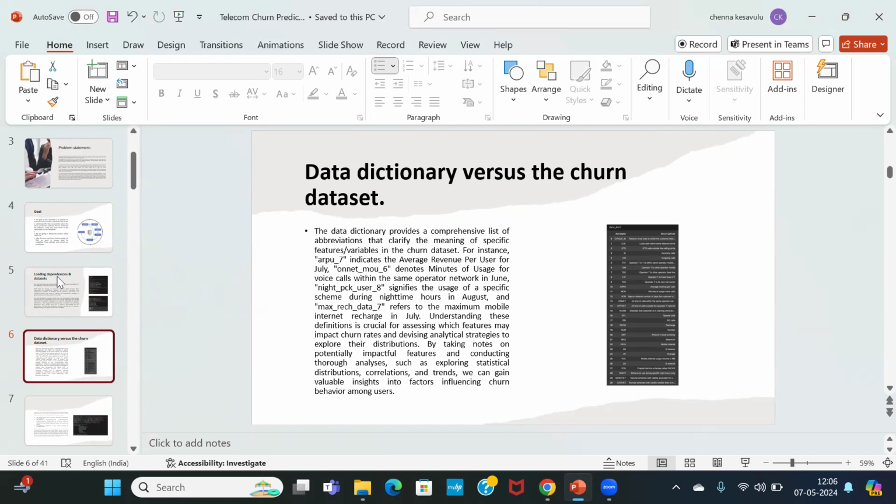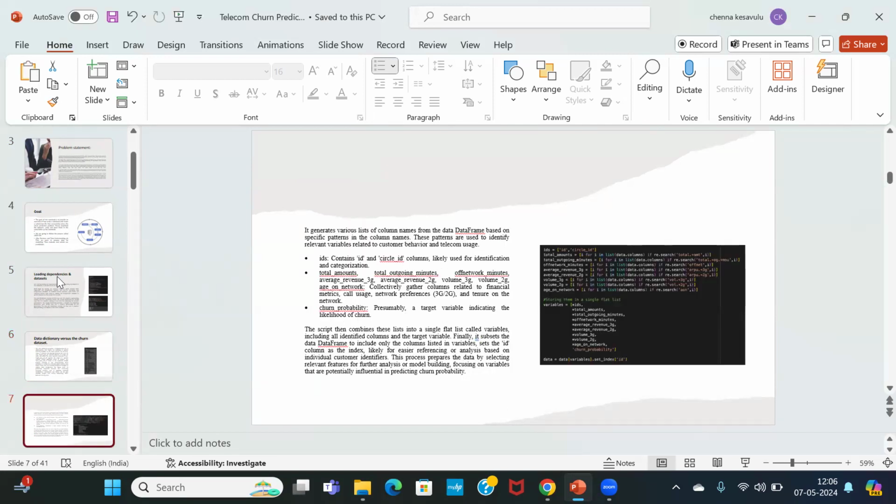By taking notes on potential impacts of features and conducting thorough analysis, such as exploring statistical distributions, correlations, and trends, we can gain valuable insights into the factors. Coming to the next one, it is the column names for the data frames. On the right side, we can see we have declared some variables, some IDs, and we gave some values and the data set into the variables.